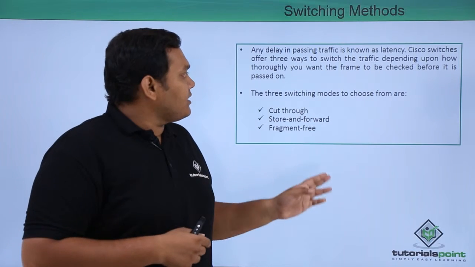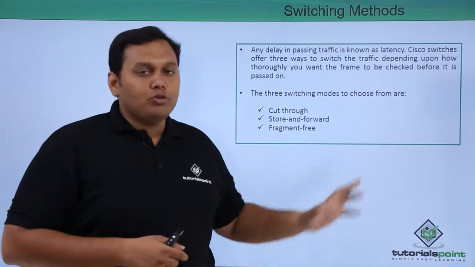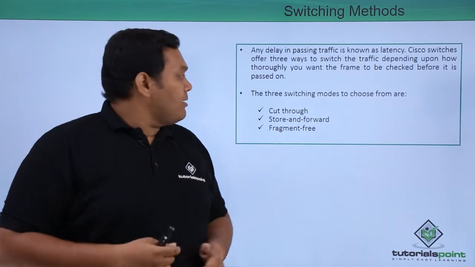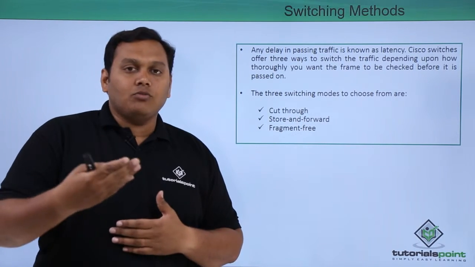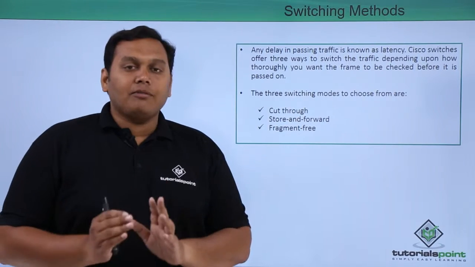So, what are the three methods? Depending upon how thoroughly you want the frame to be checked before sending or passing it, it uses three switching modes. What are the three switching modes? Cut through, store and forward, and fragment free.